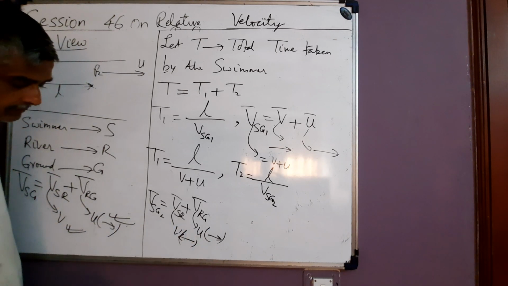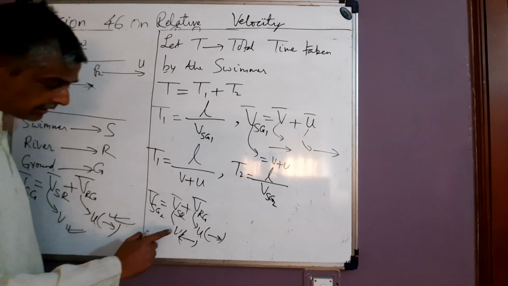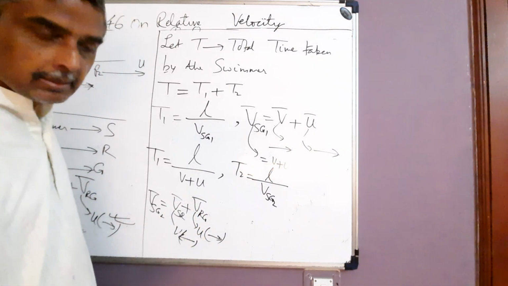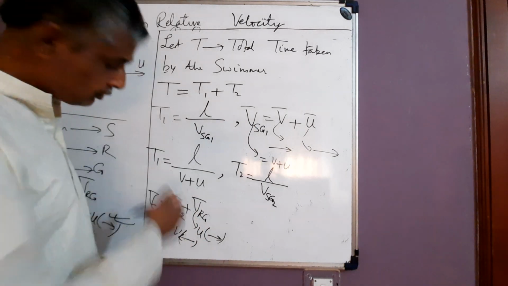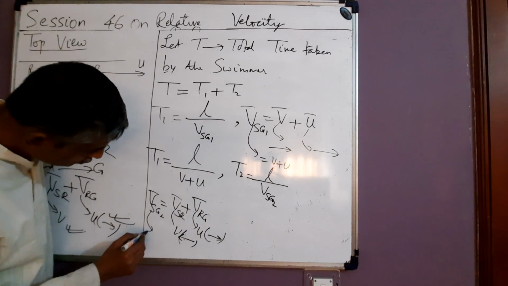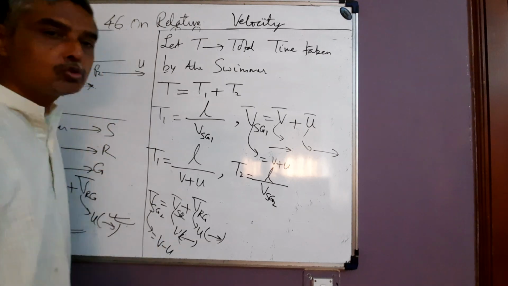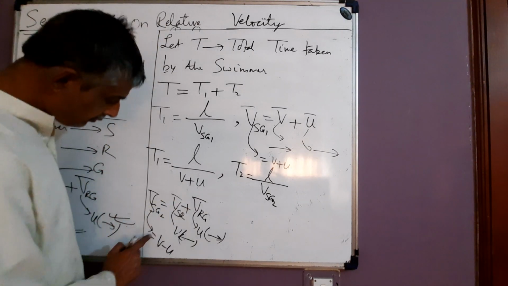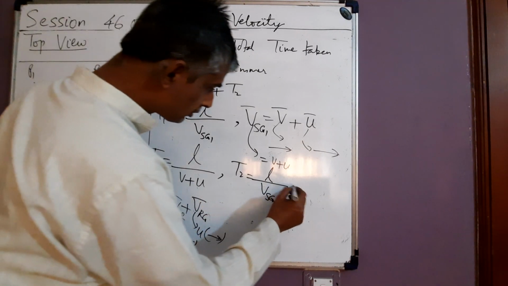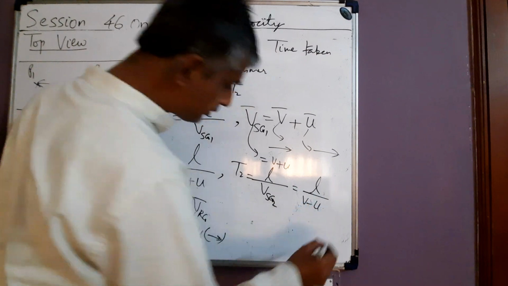They are in opposite directions. Now VSG2 will be written either as V minus U or U minus V. But since the person is going leftward, V is greater than U. So VSG2 should be written as V minus U and not U minus V. Substituting here, this will become L by V minus U.